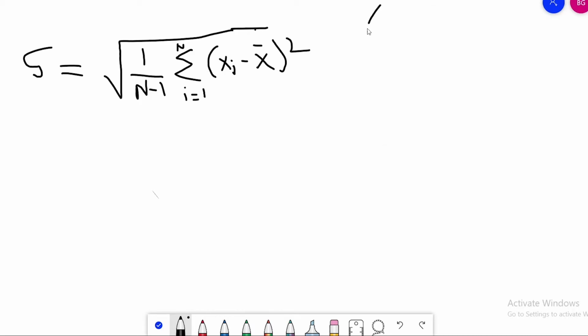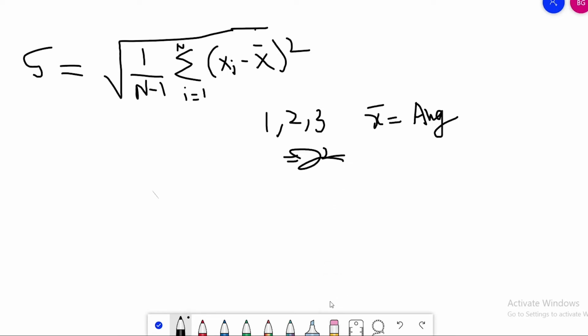Right? So our data is 1, 2, 3. Here x bar is the average. If we take the average of these three, 1 plus 2 plus 3 by 3, we get 2.